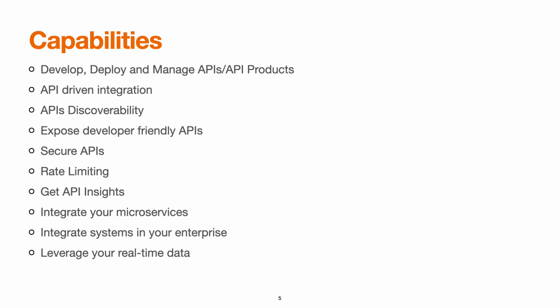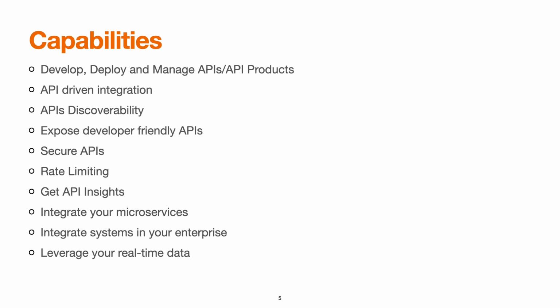And last but not least, leverage your real-time data. WSO2 also comes with the Streaming Integrator capability with API Manager 4. So we can have a stream flow designer and a stream processing engine with strong monitoring and analytics functions. So this was all about the capabilities of API Manager version 4.